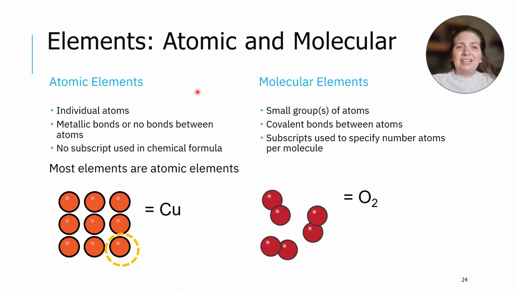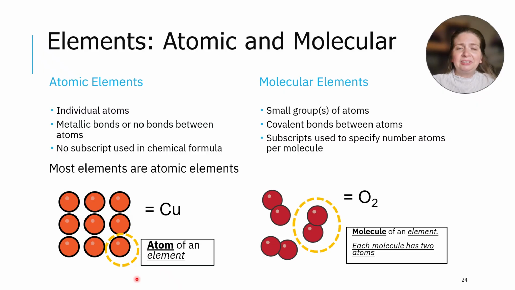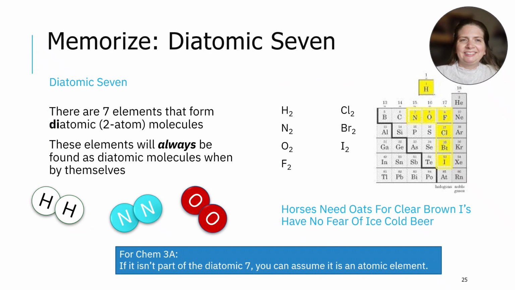Elements can exist as individual atoms or as molecules. Some elements are atomic elements, meaning the substance consists of individual atoms. Other elements are molecular elements, meaning the atoms are bonded together in groups. You are responsible for knowing the 7 elements that naturally exist as diatomic molecules. The word diatomic means 2 atoms.